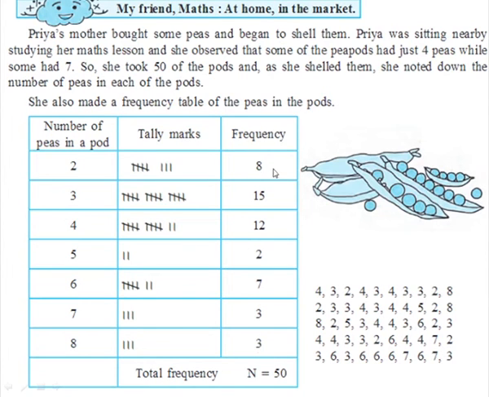Now you have to add the frequencies. That is 8 plus 15, 23. 23 plus 12 is 35. 35 plus 2 is 37. 37 plus 7 is 44. 44 plus 3 is 47. And 47 plus 3 is 50. Therefore, total frequency N is equal to 50. So, if you look at the information given, here Priya shelled 50 pods. Therefore, the frequency should be equal to that number only. Hence, the total number of pods or the total frequency is 50.